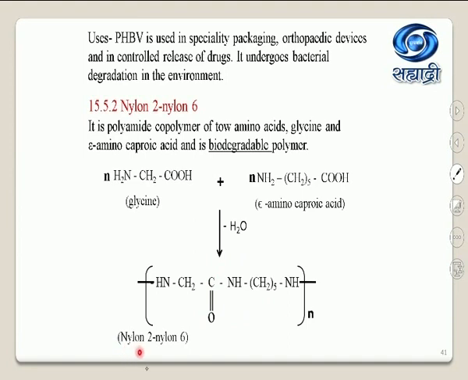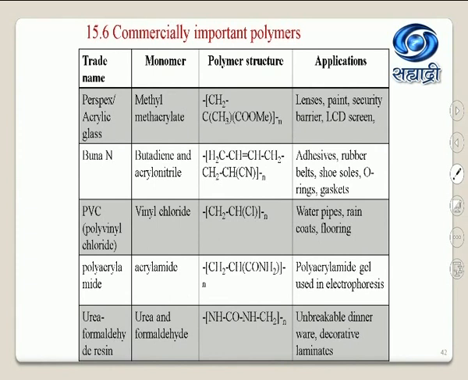Now why is it known as nylon 2-nylon 6? Because the first monomer glycine contains 2 carbon atoms, therefore nylon 2, and the second monomer contains a total of 6 carbon atoms and therefore the name is derived as nylon 2-nylon 6. Remember students, this is also a biodegradable polymer. So in this way we have studied the preparation method, properties and uses of different polymers.